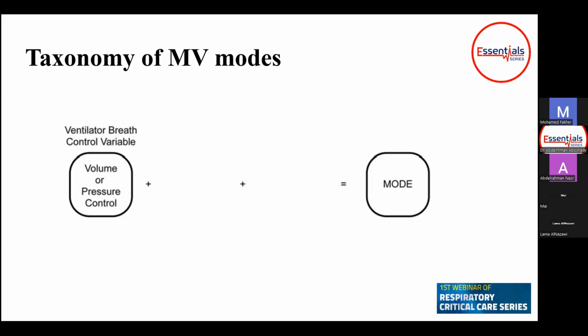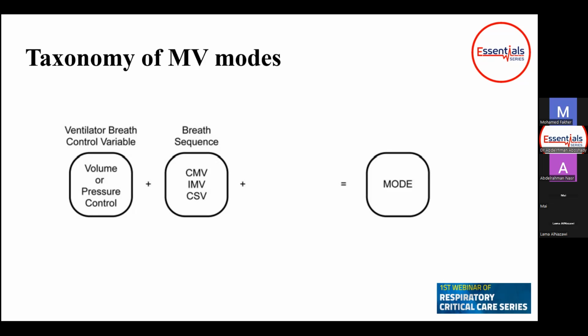Is it volume or pressure? The second component is the breath sequence. We have three variants of breath sequence. Either a mode giving all breaths mandatory or assisted. We just said that controlled, mandatory and assisted breaths are considered as mandatory. So any mode giving mandatory breaths when the patient does not trigger and assisted breaths when the patient triggers is called, in the taxonomy, continuous mandatory ventilation, CMV.